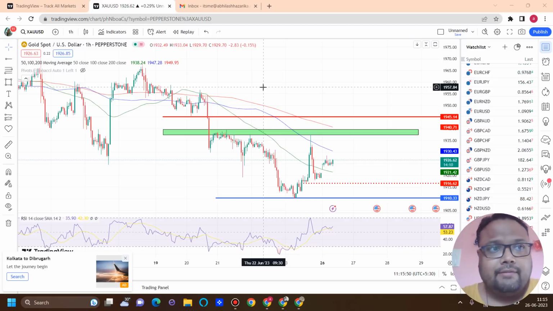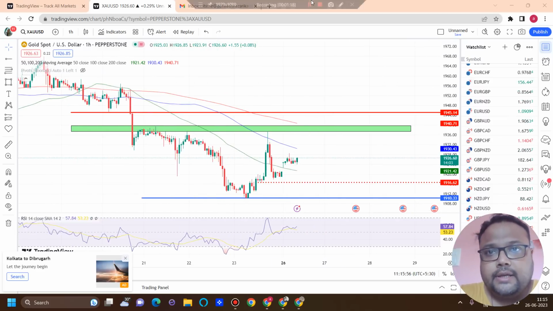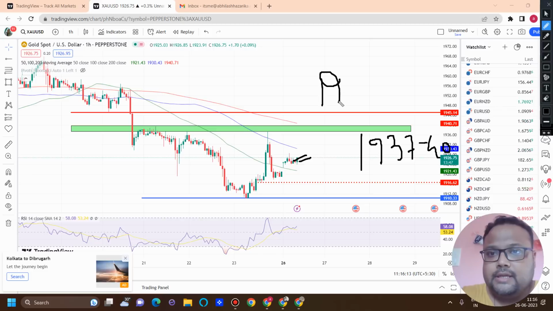So overall, the levels that we discussed on Saturday are still very much valid. Right now, gold is standing at 1926. This is the current market price. The most important resistance on the chart of gold for today and tomorrow are still the same, that is 1937 to 1940. And then we have resistance around 1945 to 1947.